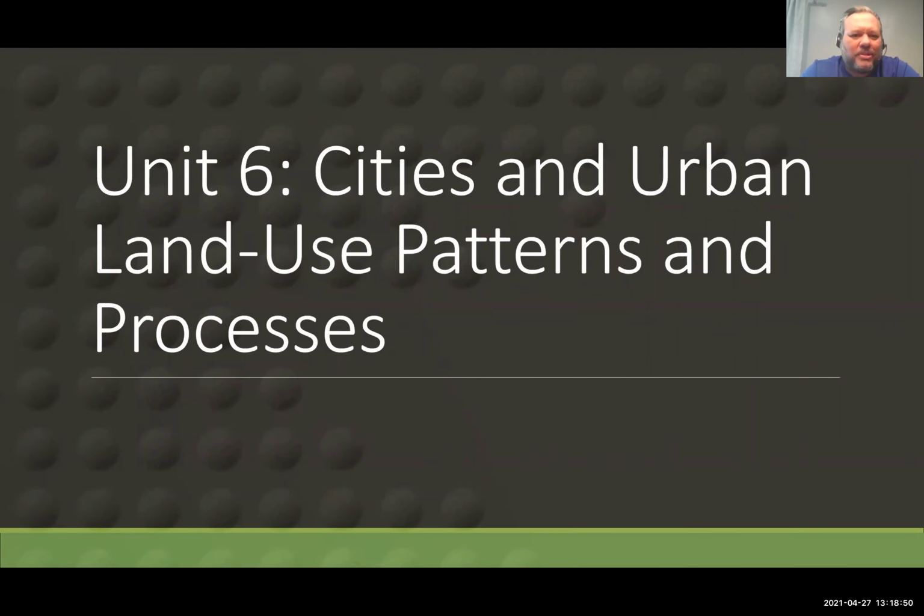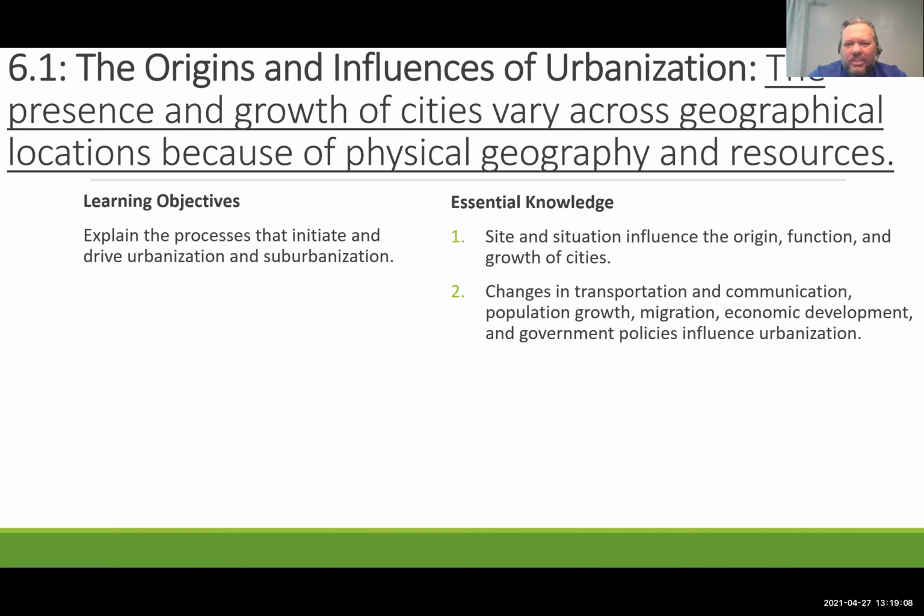Okay, everybody. So this is our last unit for the semester. This is Unit 6, Cities and Urban Land Use Patterns and Processes. So we're just going to take a look at what cities look like, why they look like that, and what some of the impacts of different designs of cities and infrastructure are. So here we go. 6.1.